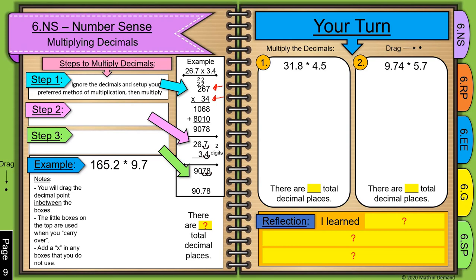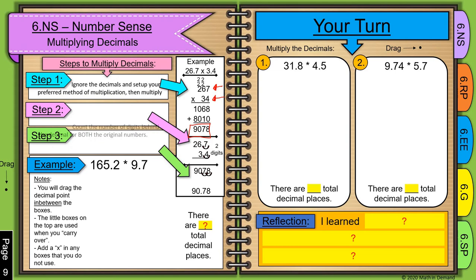I'm using the standard method here just for space and to show for the example, right? But once we go through that, you will see that we end up with an answer of 9,078. Now that is for 267 times 34. Let's take a look at how those decimals impact our answer.